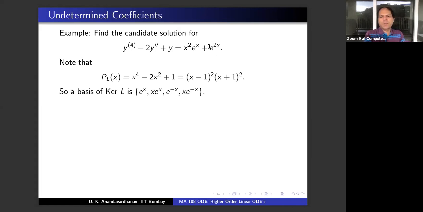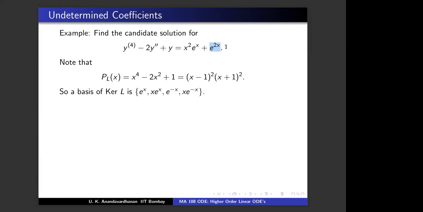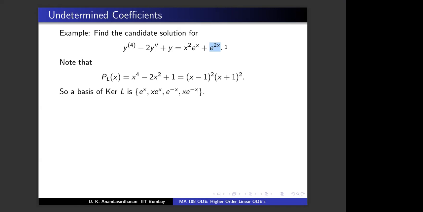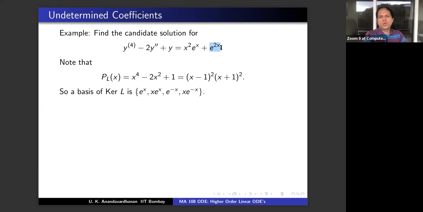Now there are two problems here. Let us take this first, e power 2x. What will be your candidate solution? A e power 2x. Do you need to modify it? No, no need to modify. Now what will be your candidate solution because of e power x?